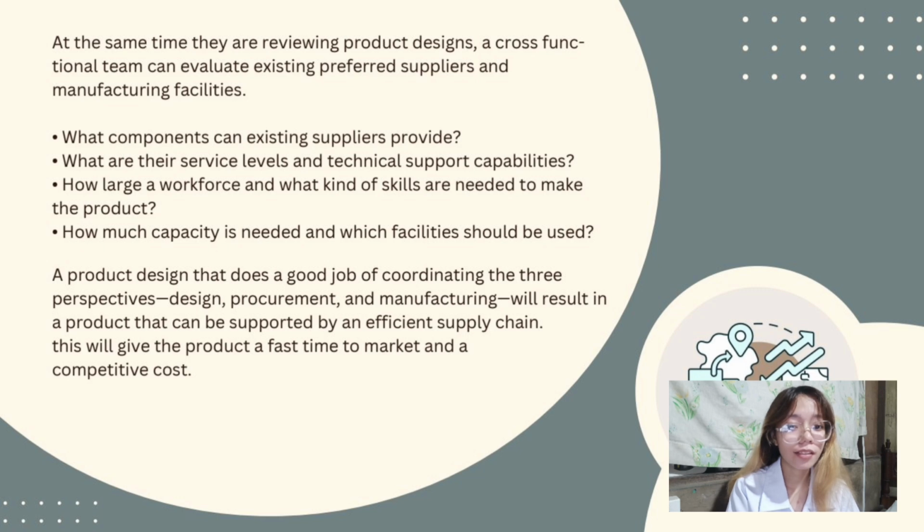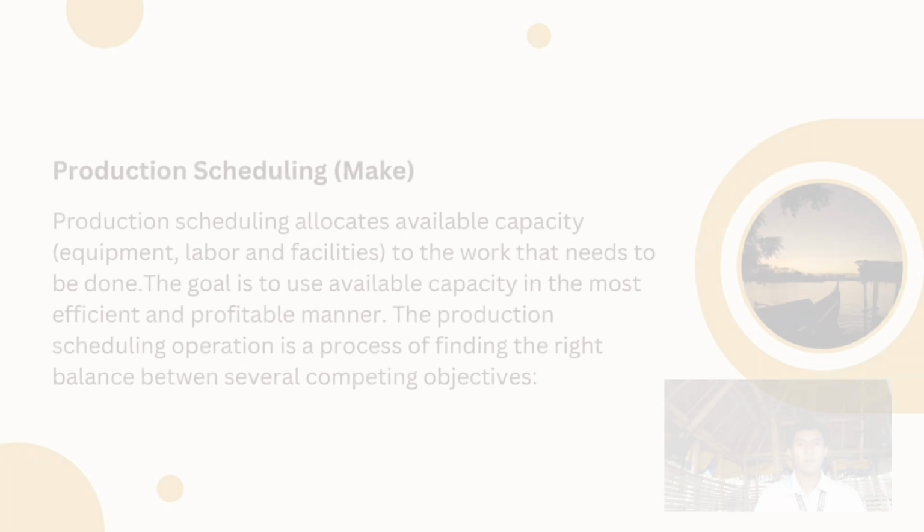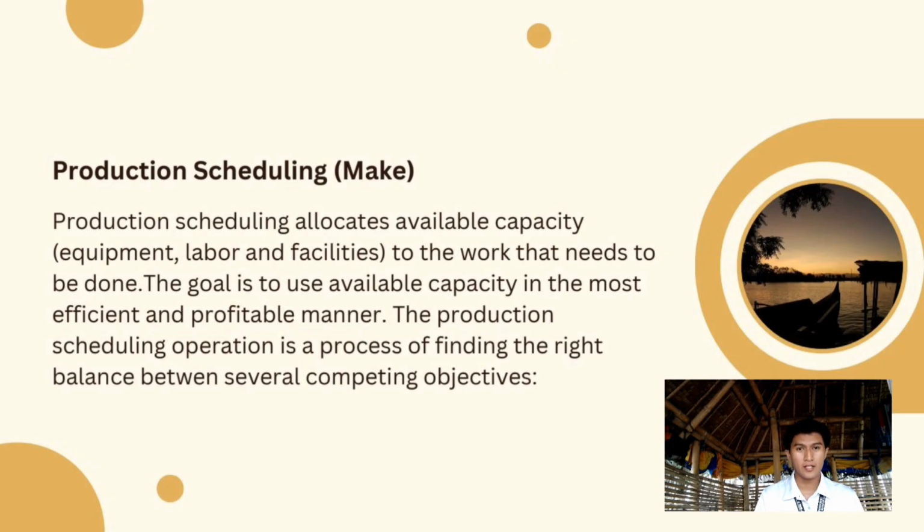A product design that does a good job of coordinating the three perspectives, design, procurement, and manufacturing, will result in a product that can be supported by an efficient supply chain. This will give the product a fast time to market and a competitive cost. Production scheduling allocates available capacity, equipment, labor, and facilities to the work that needs to be done. The goal is to use the available capacity in the most efficient and profitable manner. The production scheduling operation is a process of finding the right balance between several competing objectives.